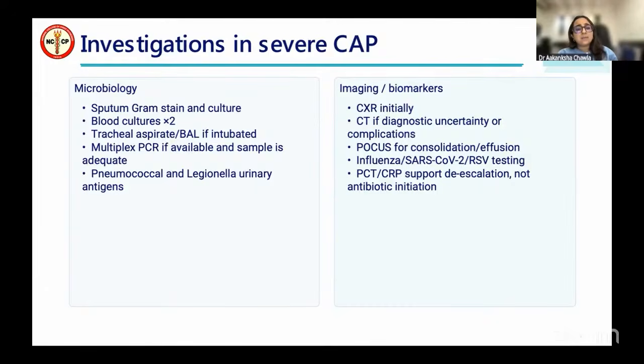So chest X-ray is usually enough initially. CT scan only if there's a diagnostic uncertainty or you're thinking of complications.